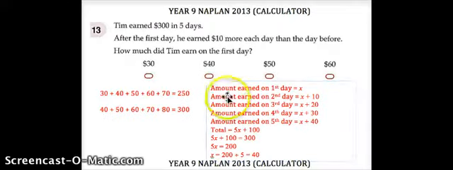So you can let the amount earned on the first day equal x. Therefore the amount earned on the second day would be x plus 10. Third day, x plus 20, because it's $10 more than the day before. The fourth day, it would be x plus 30. And on the fifth day, it would be x plus 40.